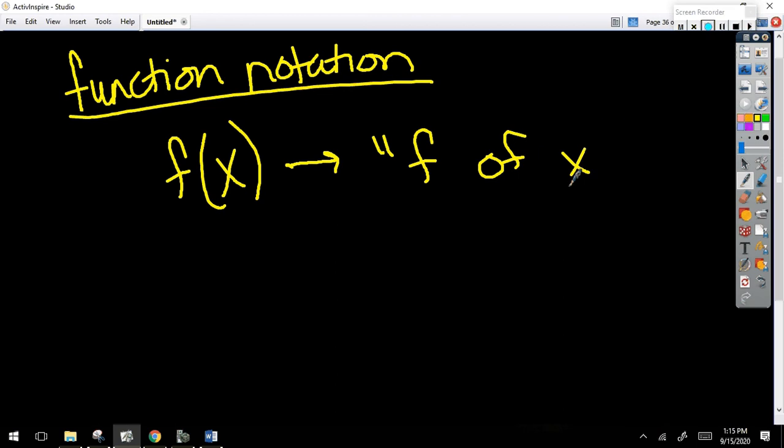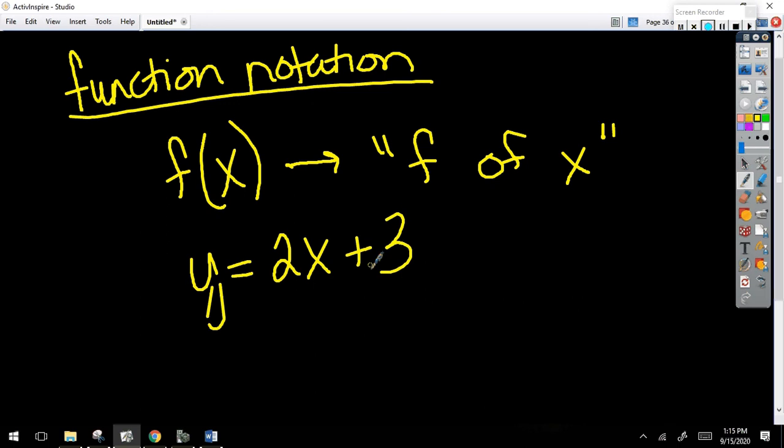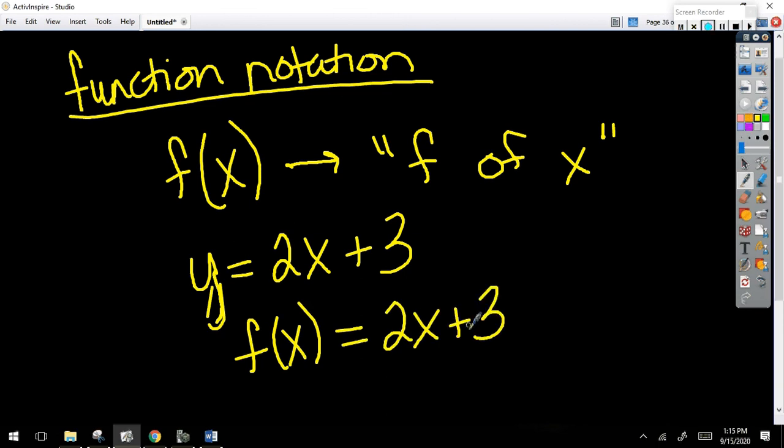f of x is how we read that. We can use it to take the place of y. So if we have something like y equals 2x plus 3, because I know that 2x plus 3 is a function because I'm telling you it is, we could rewrite this as f of x equals 2x plus 3. Don't get caught up with it looking odd, because it's just a way to name the function.